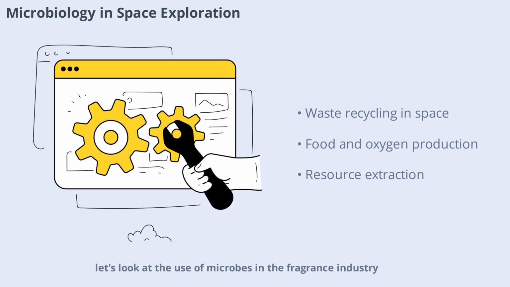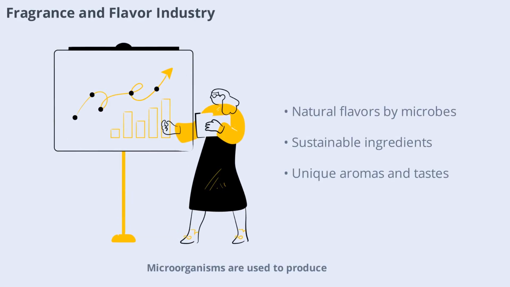Now, let's look at the use of microbes in the fragrance industry. Microorganisms are used to produce natural flavors and fragrances through fermentation. These bio-based ingredients are preferred over synthetic chemicals for their safety and sustainability. Microbial processes allow for the creation of unique aromas and tastes that enhance food and cosmetic products. The fragrance industry is embracing microbiology for greener, more innovative solutions.